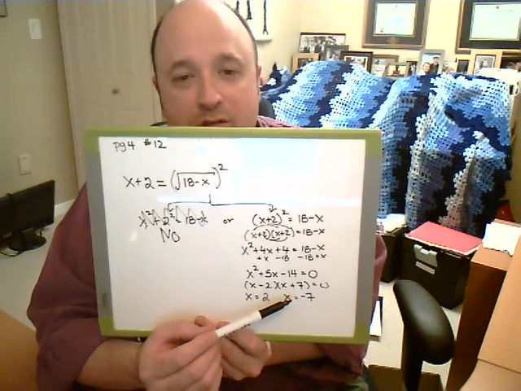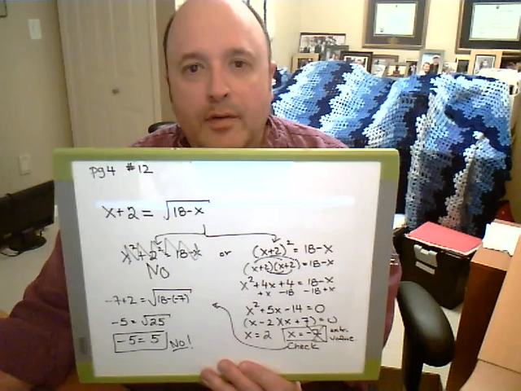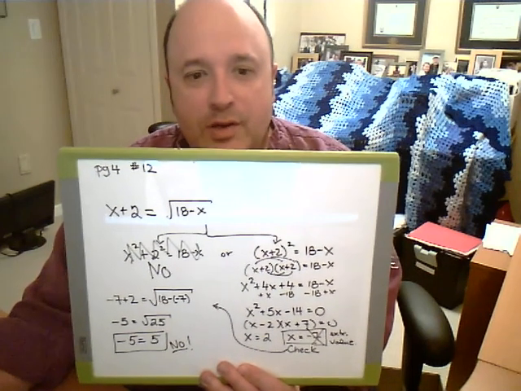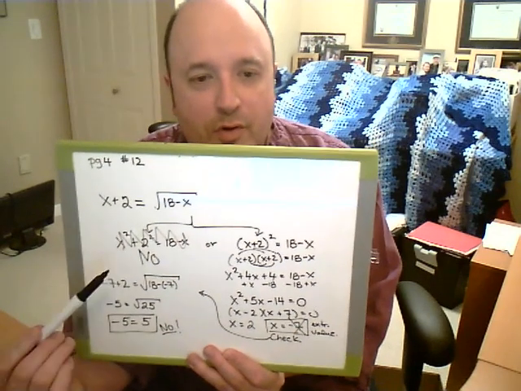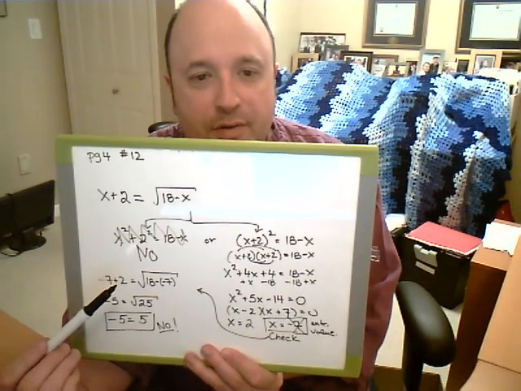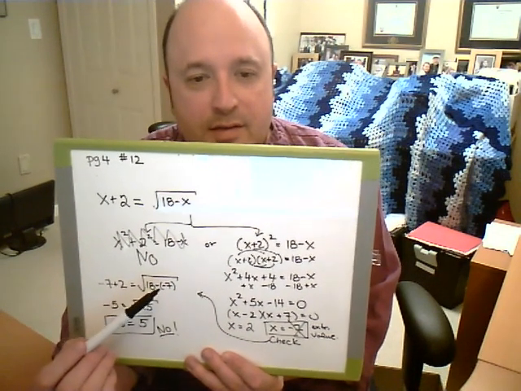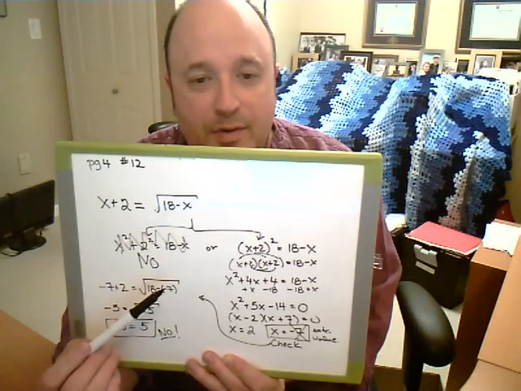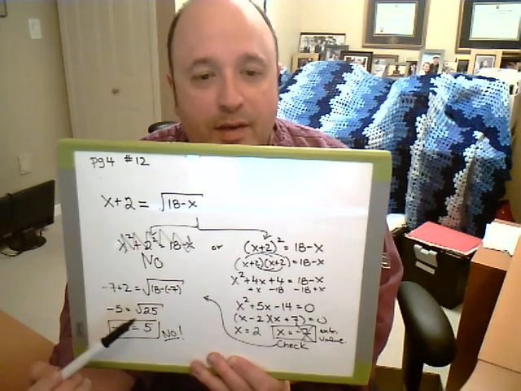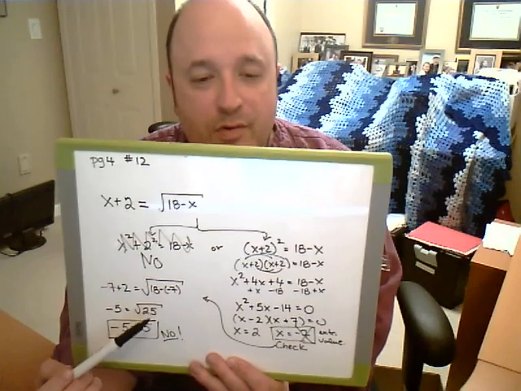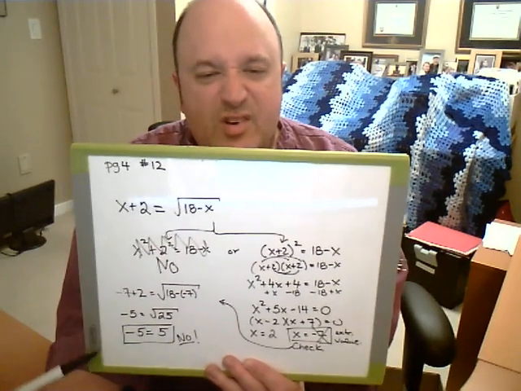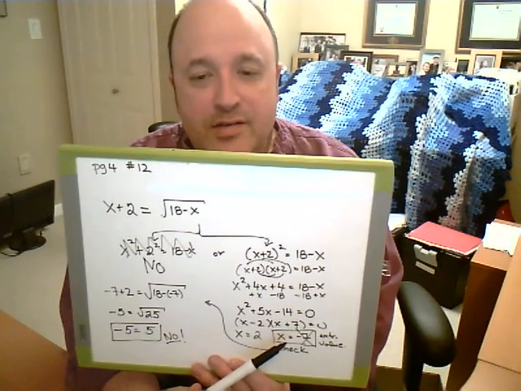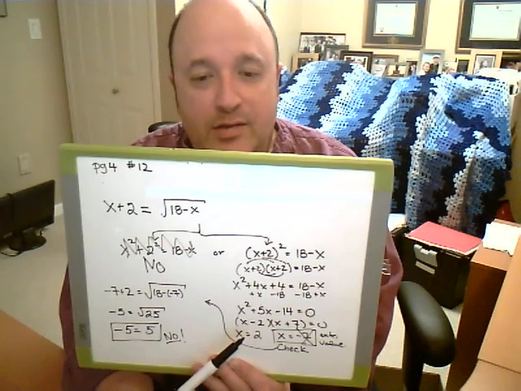I'll do the check to show you. Okay, so I plug it into the original equation, and there's the work for it over here. A negative 7 plus 2 is equal to 18 double minus, or really plus, remember. So you work that out, negative 5 is equal to the square root of 25. Negative 5 is equal to 5. Nope. So that's why this guy over here is an extraneous value. The only real answer is 2.